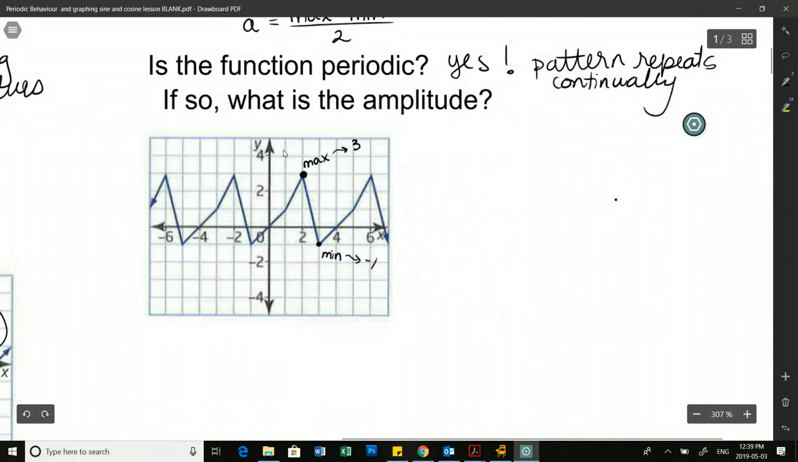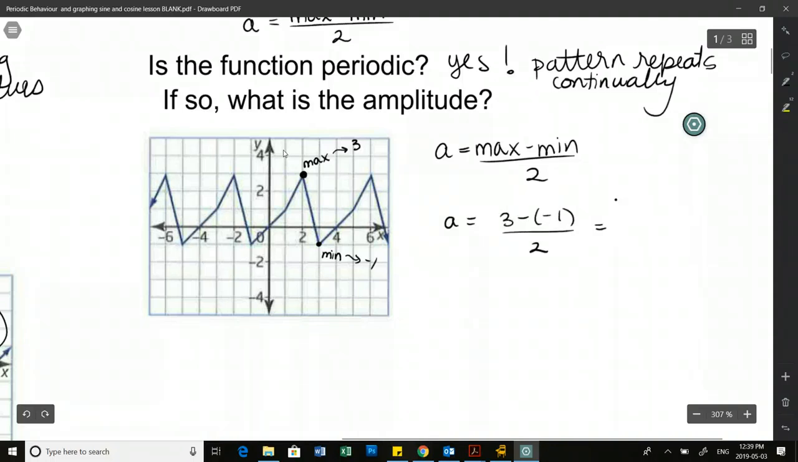What's that? -1, okay. So if I want to find amplitude, if I'm not exactly sure how many units this is, I can definitely count how many units are from -1 to 3. 4 units, so the amplitude should be 2. But if I'm not entirely sure, I will plug into our formula from above, and then we can just calculate. So it'll be 3 minus -1 all over 2, and then we'll get 4 divided by 2, which gives us 2.